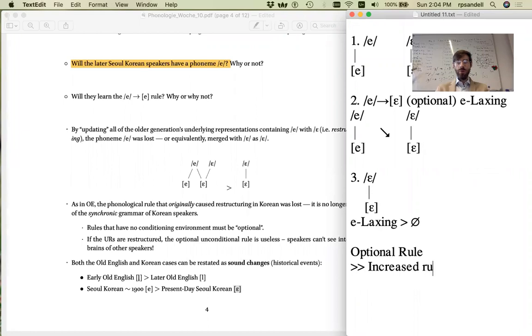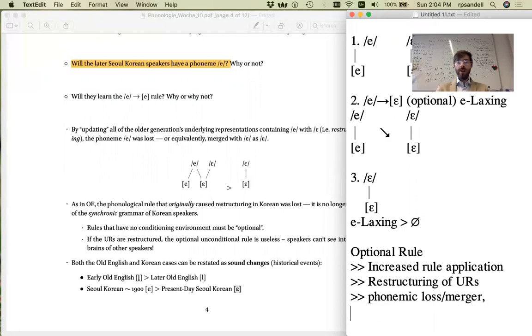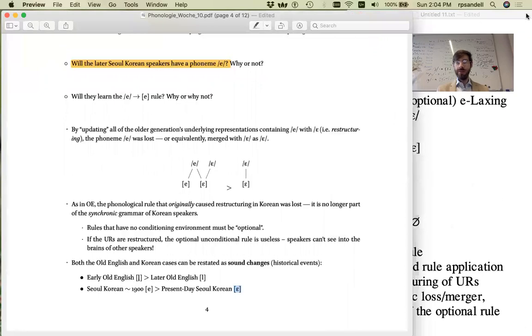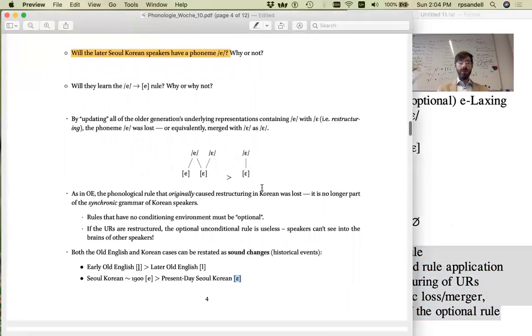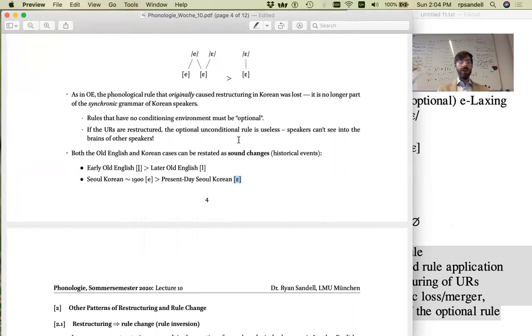Okay, now that we've seen two instances of this sequence of events of optional rule leading to later increased rule application, and then restructuring of underlying representations, which then brings with it phonemic loss or merger, as we want to call it, as well as loss of the optional rule. Now that we have seen two instances of this diachronic sequence of events, this sequence of events over time, we can move on when we return in the next video to some other patterns of restructuring and seeing how rules can change in further ways.